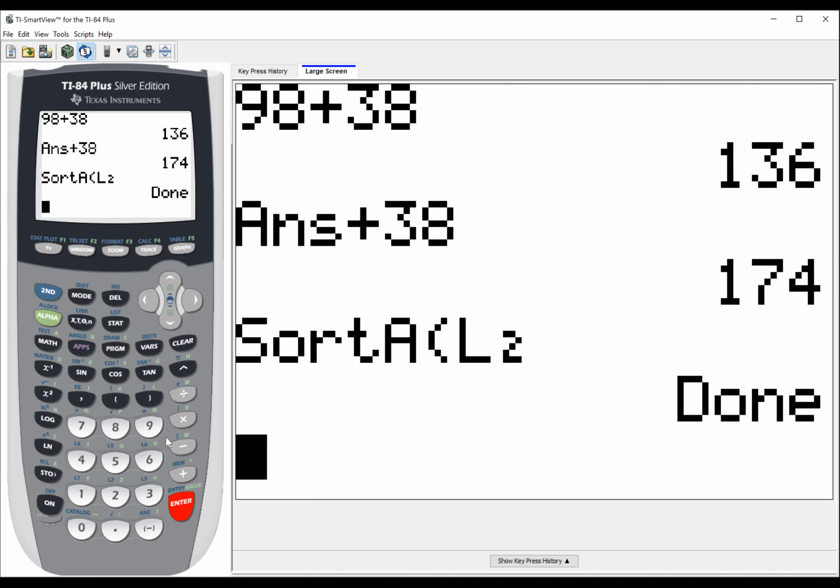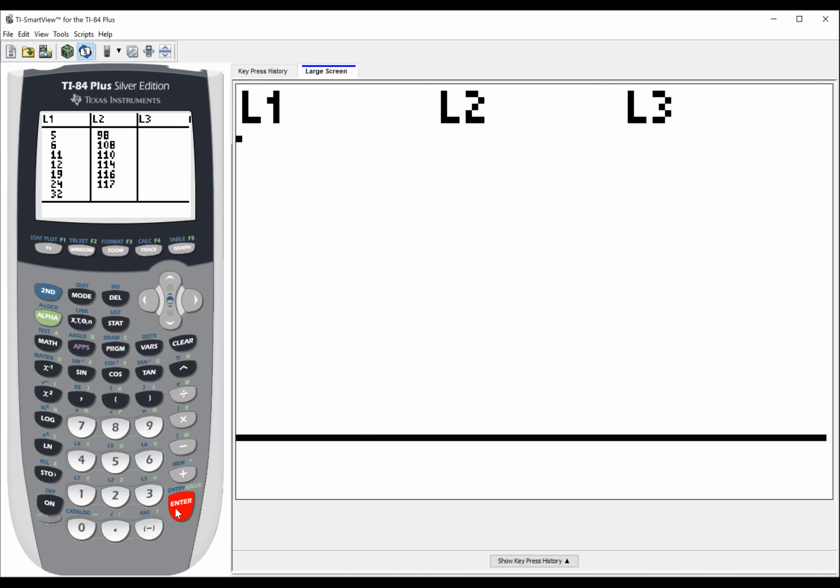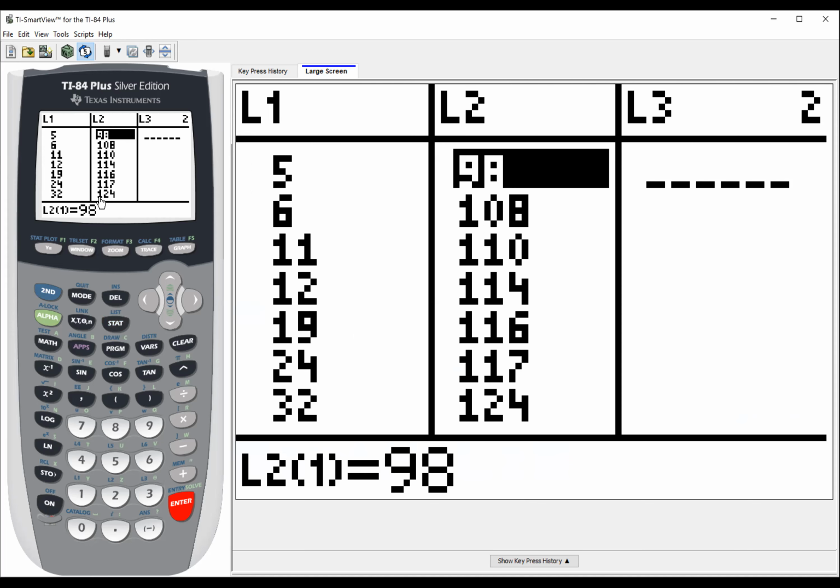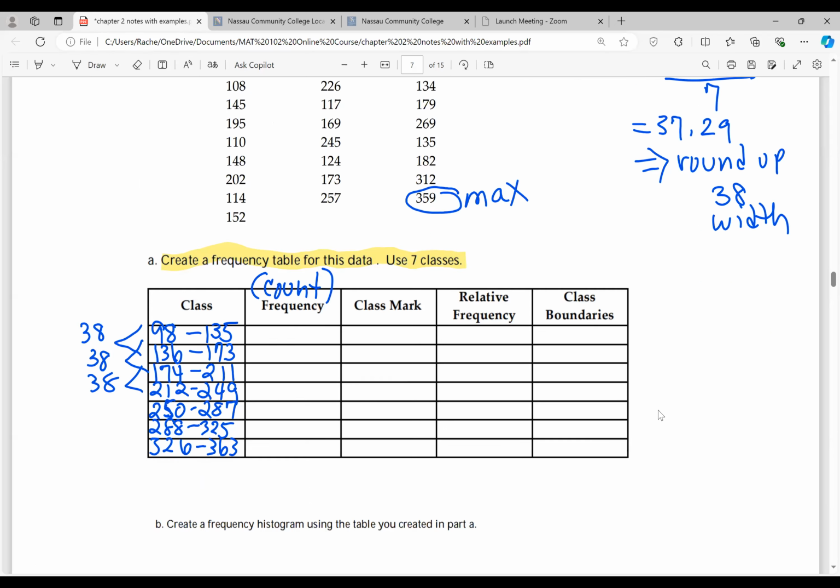Now if I want to see my sorted list, I go back to stat and edit. And now I can see my list is in order from 98 all the way down to the max, which was 359. So if you need to pause and enter your list into the calculator, do so now. Everybody should have their list in the calculator, sorted.